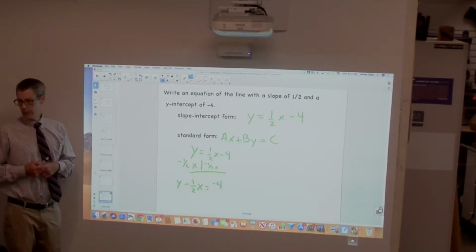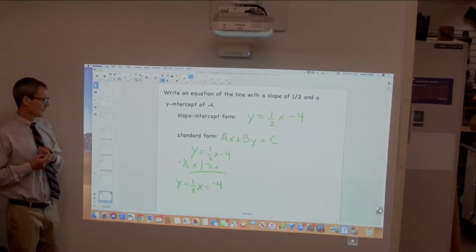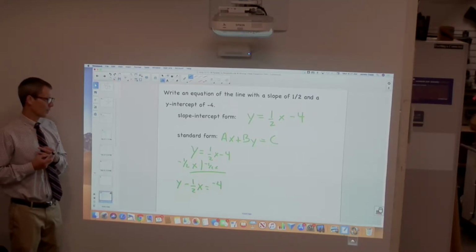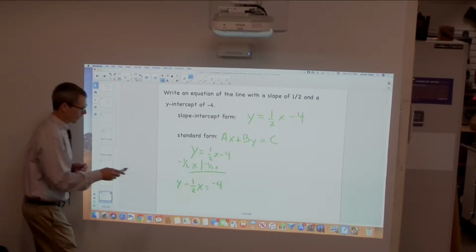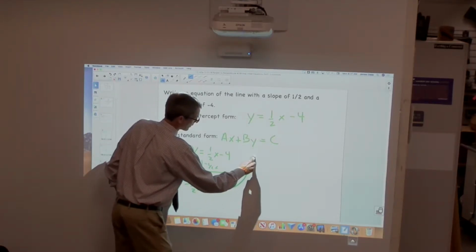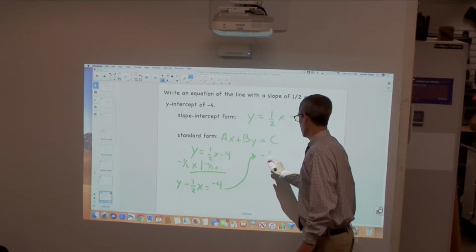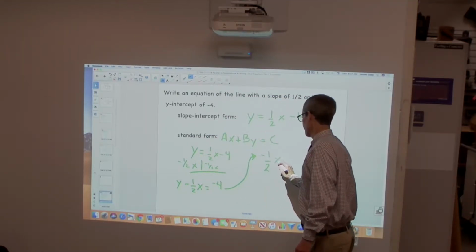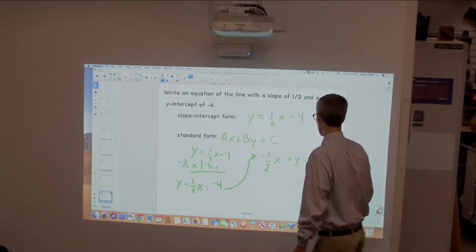Well, the y can be positive or negative. Is the order correct yet, or do I still have a little thing to do here? I've got to move the 1/2 x over. So I'm going to rewrite this over here. I want to write it with x first. So negative 1/2 x plus y equals -4.